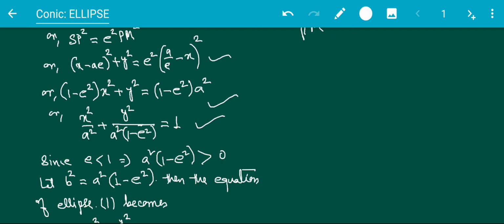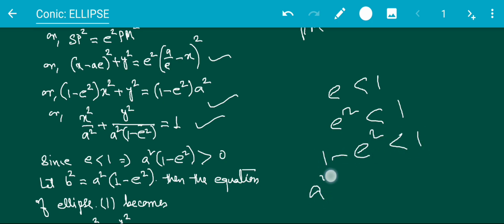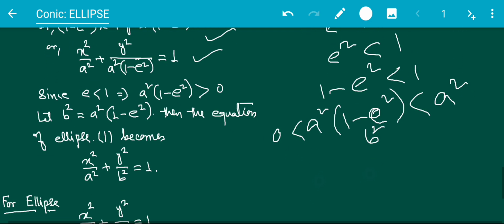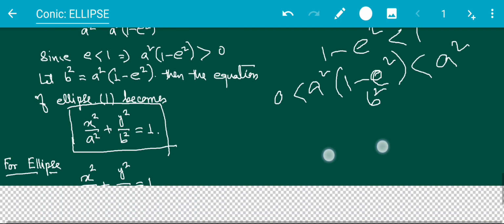Now this one we name b square. This is obviously greater than 0 because e is less than 1, so e square is less than 1. It means 1 minus e square is less than 1, so a square times 1 minus e square is less than a square, and everything here is positive, so this is obviously greater than 0. We call this number b square. So this is our equation of the ellipse.